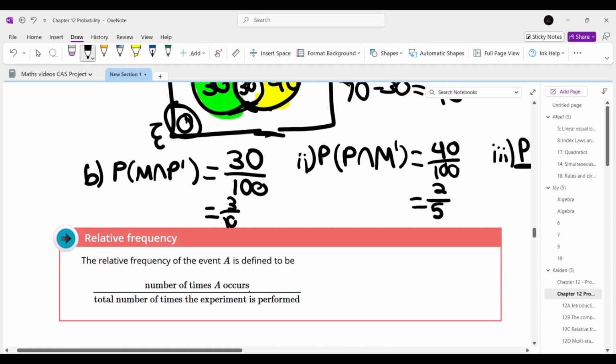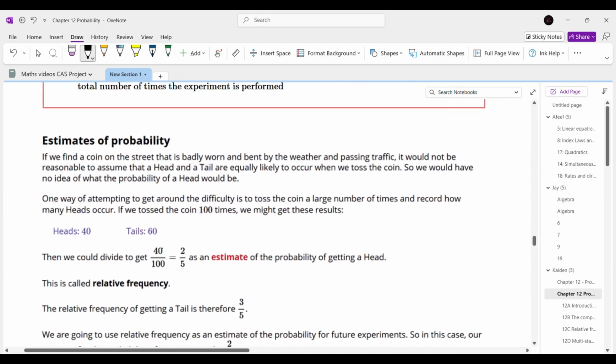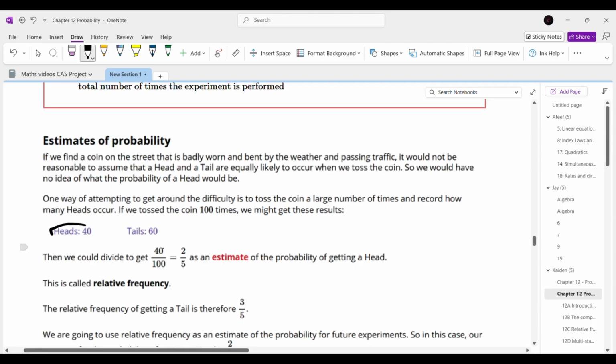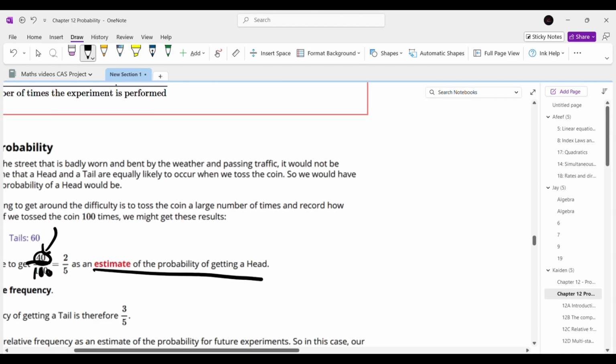Now it's time to learn a new concept, relative frequency. This is not the same thing as probability. It's more an experimental form where it's the number of times an event A occurs divided by the total number of times the experiment is performed. So as we can see here, if we were to flip a coin 100 times and we got heads 40 times, we could divide 40, because that's the number of times heads was achieved and the event was satisfied, over 100 to get 2/5 as an estimate for the probability of getting a head. This is just an estimate of a probability, also known as the relative frequency.